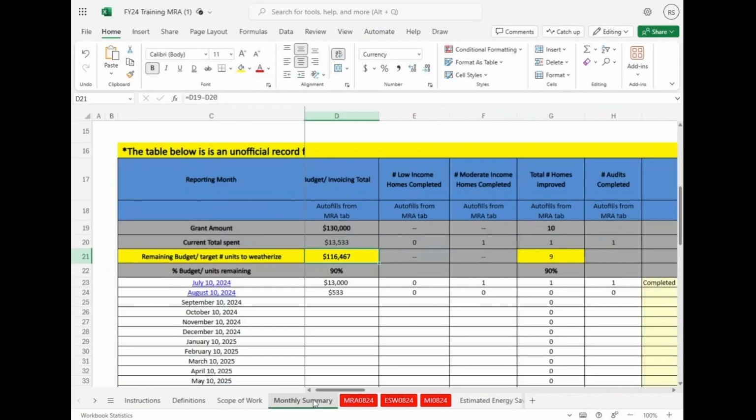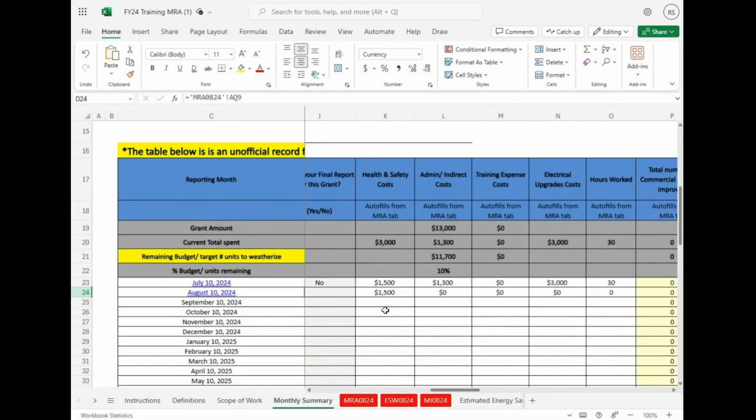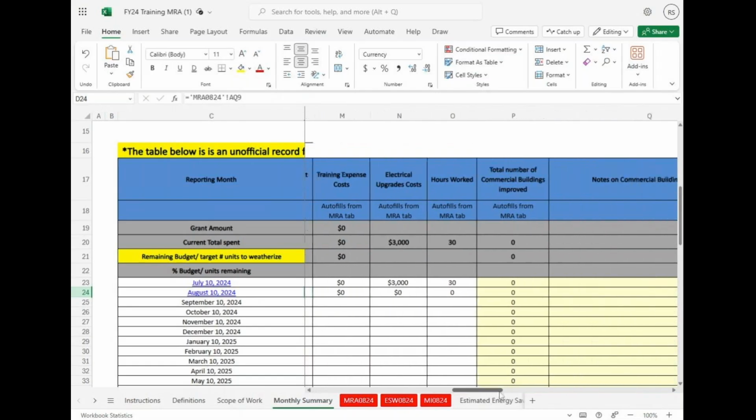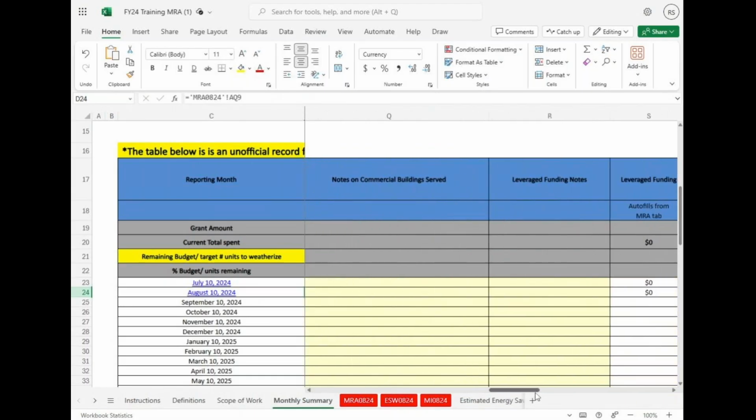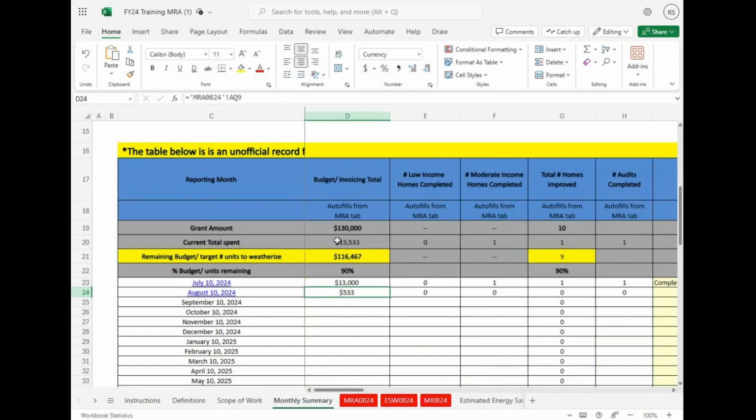Okay, so your total will show up right underneath. This is going to let you know how much you spent for August, and it will also put in all of the other inputs that you put on the MRA. So this is all automated from the MRA, which is very helpful. You can see all of this information that you uploaded on there. And it also lets you know how much you spent and how much you have remaining.